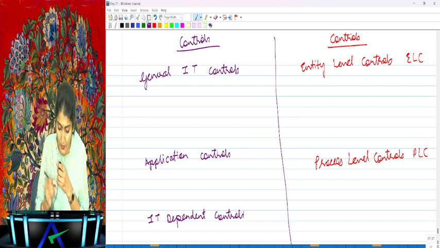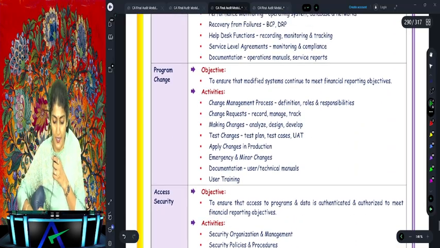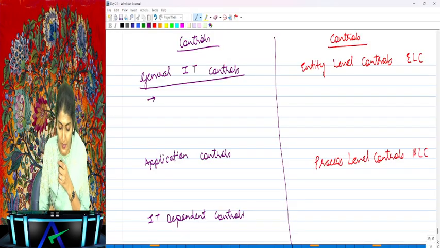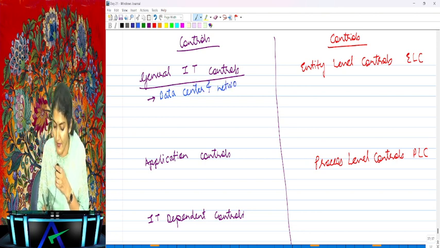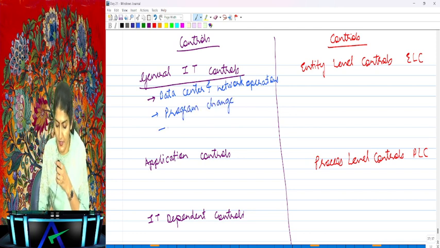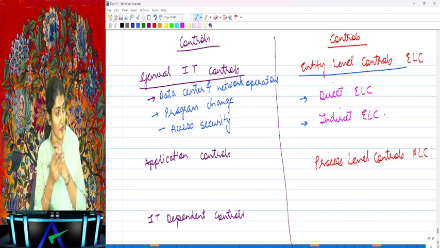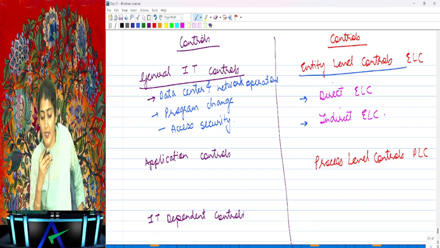Under the general IT controls, we have three: data center and network operations, program change, and access security controls. And under the ELCs, we have two types of ELCs: the direct entity level controls and the indirect entity level controls, the direct and the indirect ELCs.